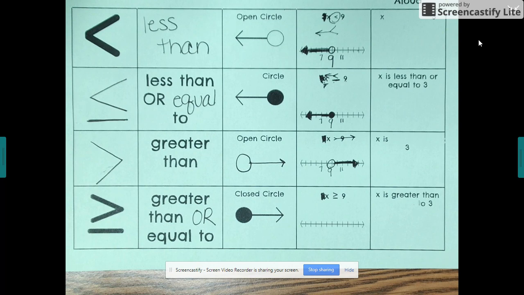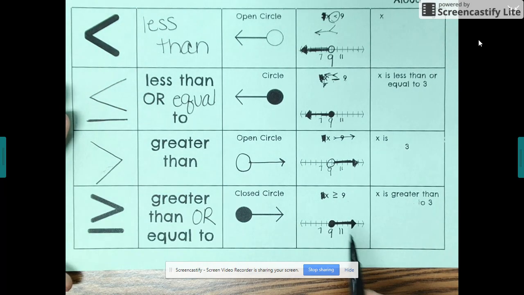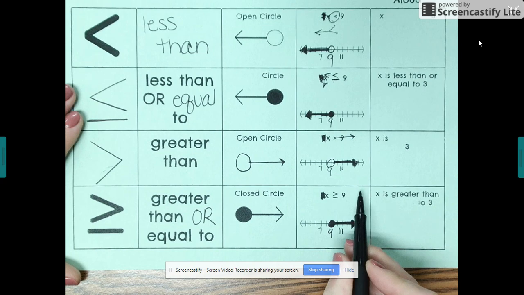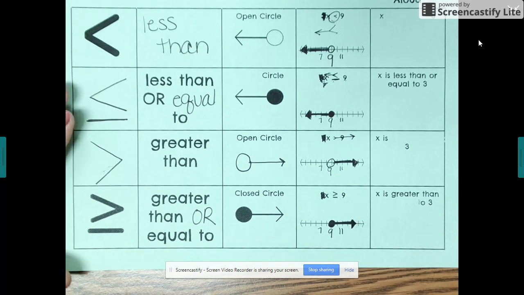Make sure you know if it's open or closed. So if that line is underneath the inequality sign, it's going to be a closed circle. And where does the arrow point? So this is what it should look like. Closed circle, because it has the underline and the arrow is pointing this way. Therefore, I'm going that way.